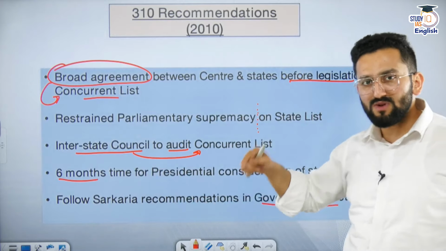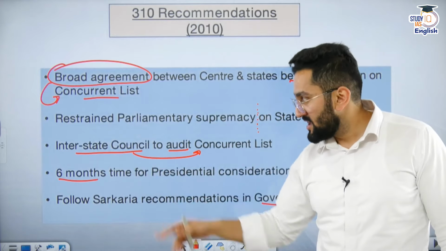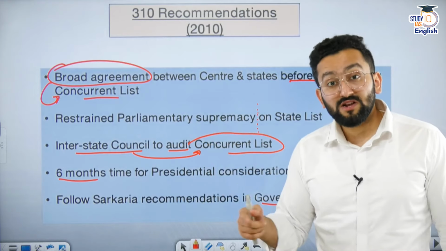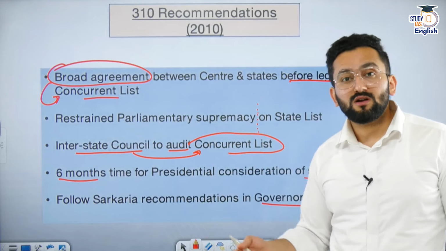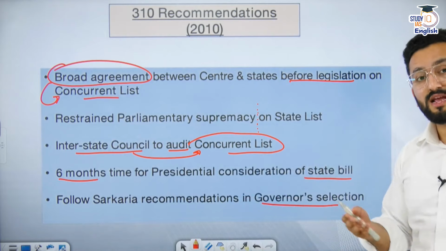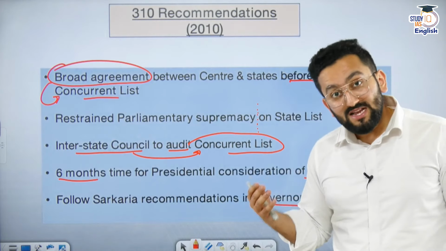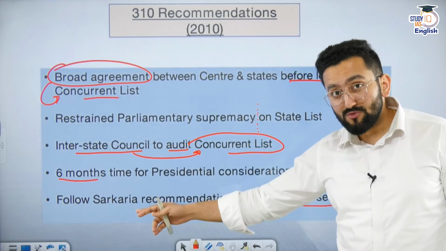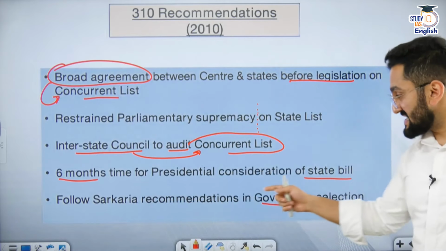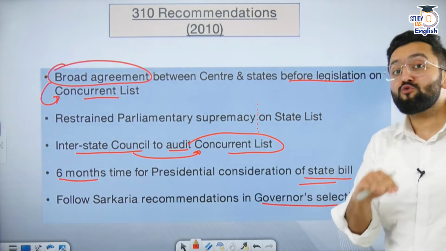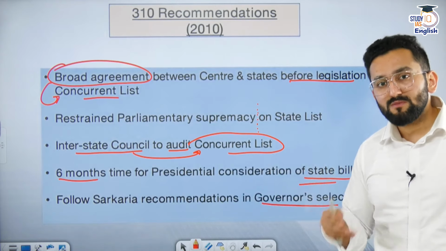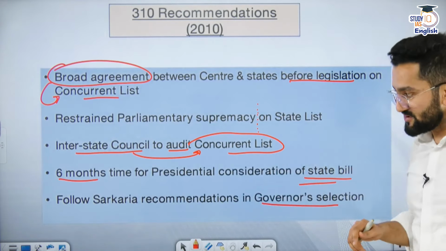It should be done in extremely necessary circumstances. Interstate council to audit the concurrent list, whether it was needed to make such law on the concurrent list by the center only, whether this can actually be delegated to the state as well. Interstate council should do the audit. 6 months should be given to the president when a state bill is before the president, so that the state's necessity to actually turn a bill into an act can be taken into consideration.